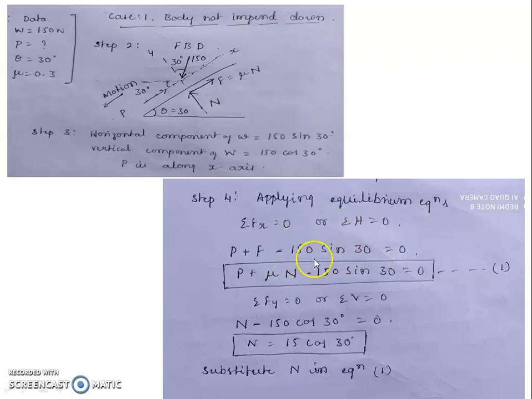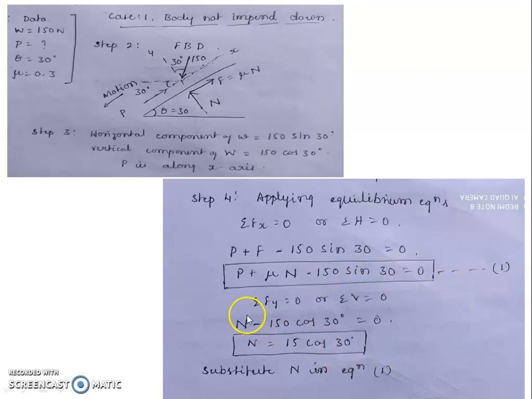This is the weight component in x direction. It is acting downwards like this and towards the left side. Hence it is minus. That is equal to 0. Then for F, I substitute mu into N, as this is limiting friction, equal to mu into N. Then my equation becomes P plus mu N minus 150 sin 30 is equal to 0. I call this equation 1.